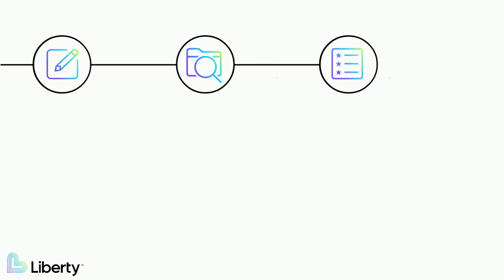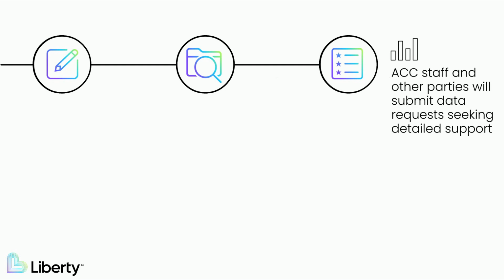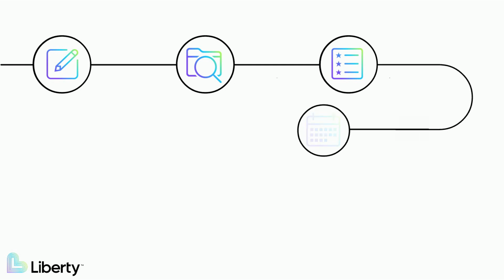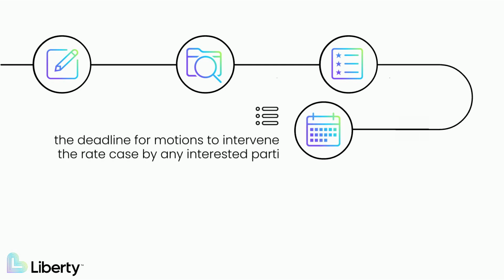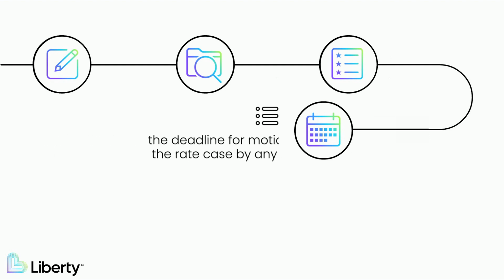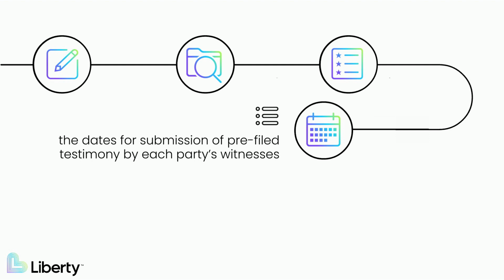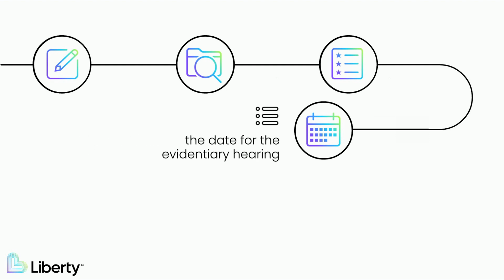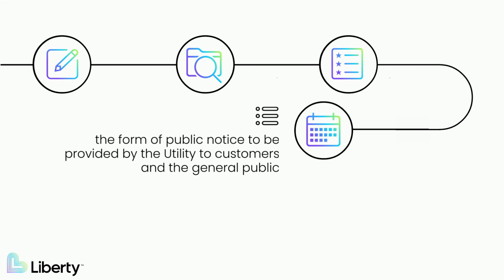Once the application is found administratively sufficient, the discovery period begins. The ACC staff and other parties will submit data requests seeking detailed support for the information provided in the application. After sufficiency is found, the presiding administrative law judge will issue a procedural order setting the deadline for motions to intervene in the rate case by any interested parties, the dates for submission of pre-filed testimony by each party's witnesses, the date for the evidentiary hearing, and the form of public notice to be provided by the utility to customers and the general public.